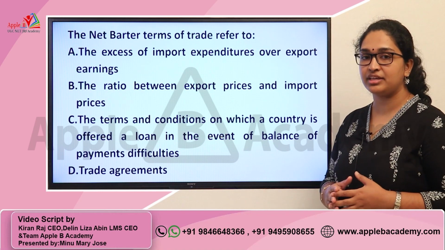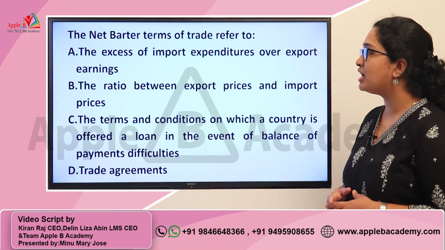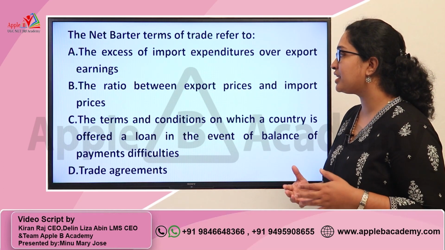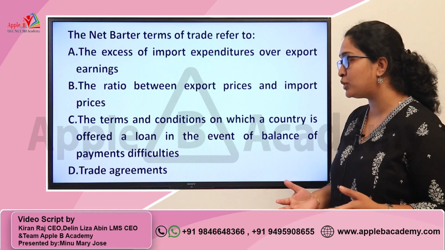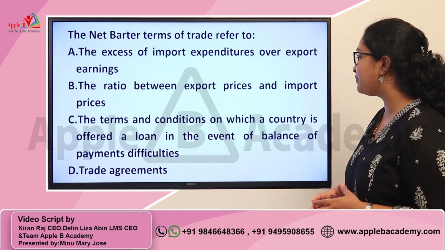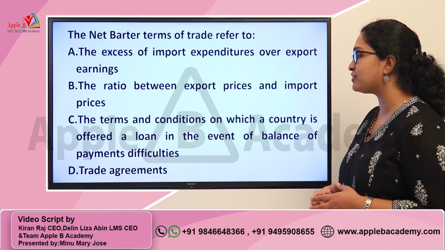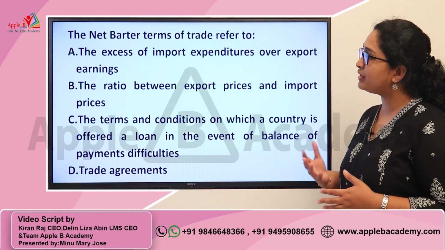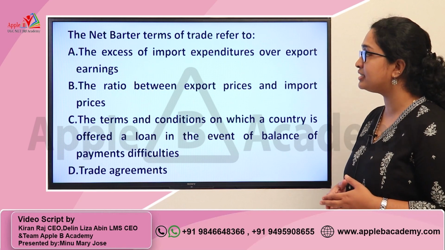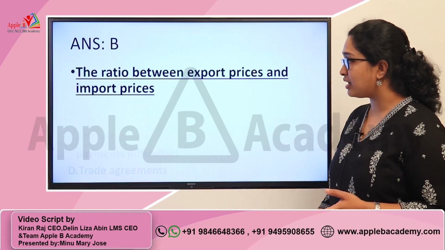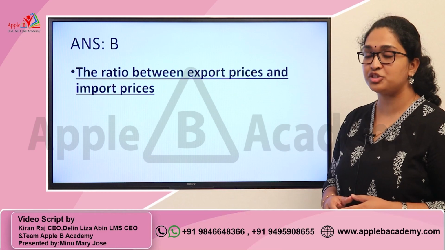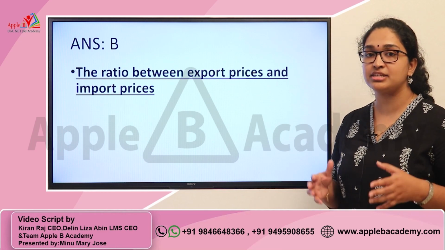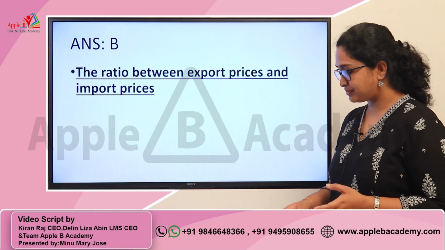The next question, again from international trade: the net barter terms of trade is referred to as, again a very much asked question. Option A, the excess of import expenditures over export earnings; the ratio between export prices and import prices; the terms and conditions on which a country is offered a loan in the event of balance of payment difficulties; and trade agreements. So how do you calculate net barter terms of trade? It is option B here. The ratio between export prices and import prices will give you the net barter terms of trade.